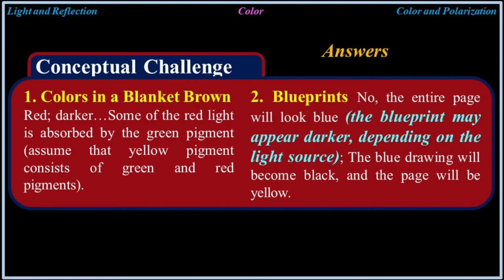The answer. Number one: red, darker. Some of the red light is absorbed by the green pigment. Assume that yellow pigment consists of green and red pigments.